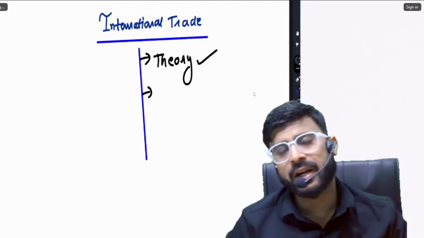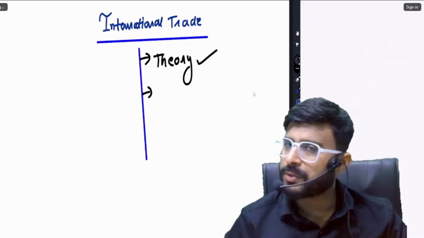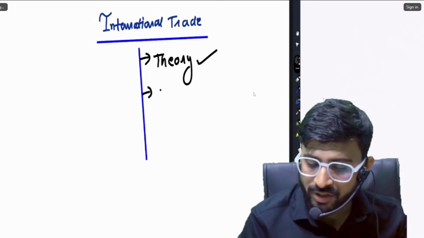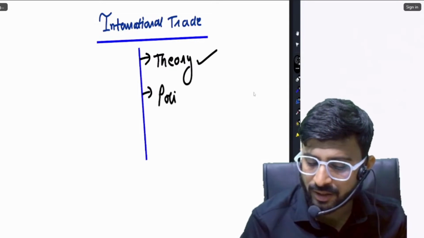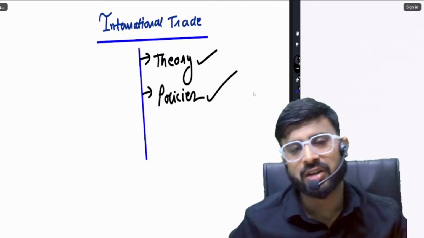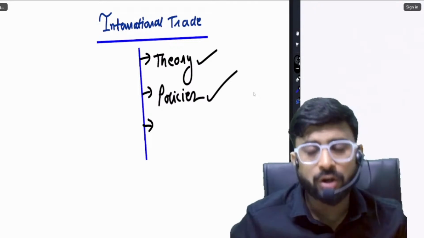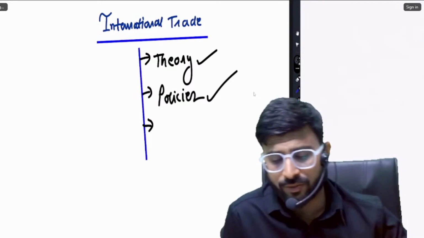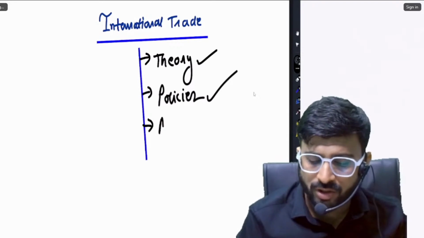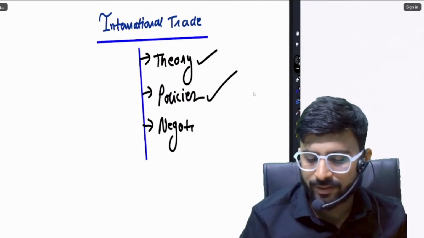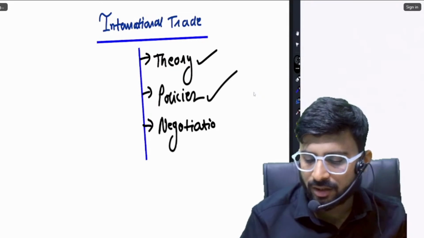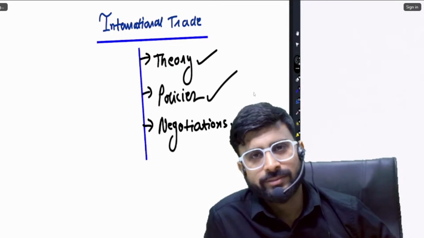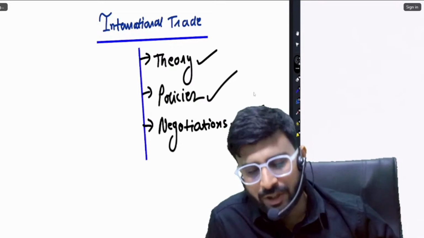Then, what was the second one? The second one, dear students, was policies, international trade policies, where we talked about dumping duty, anti-dumping duty, CVD, countervailing duty, and so many other things. And then we had spoken about trade negotiations. Done. So, friends, we had completed all this.